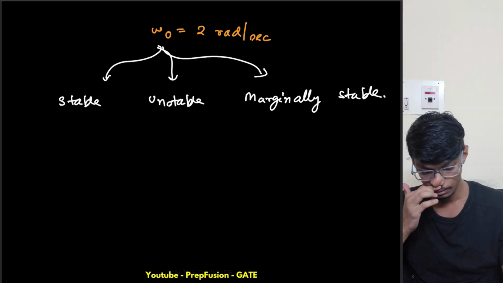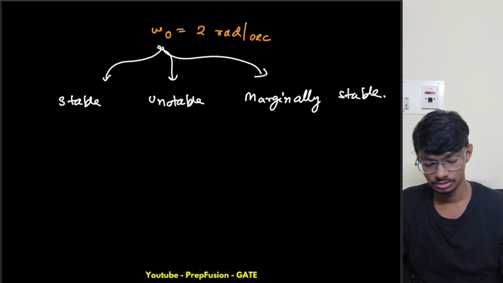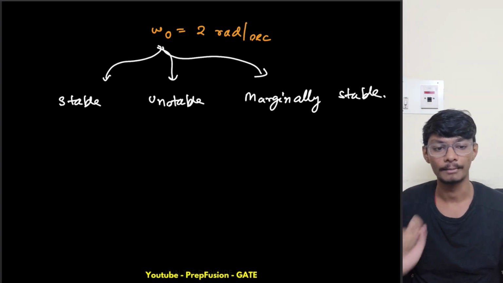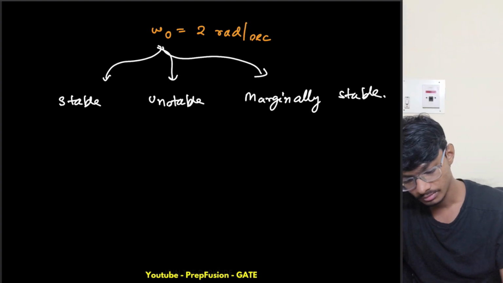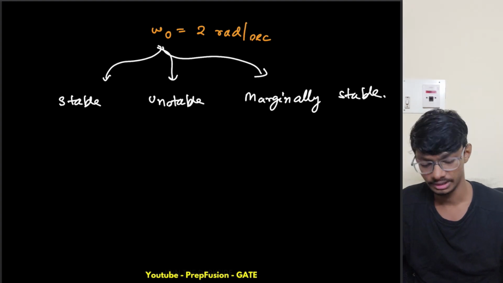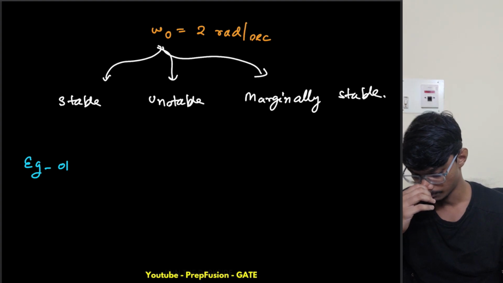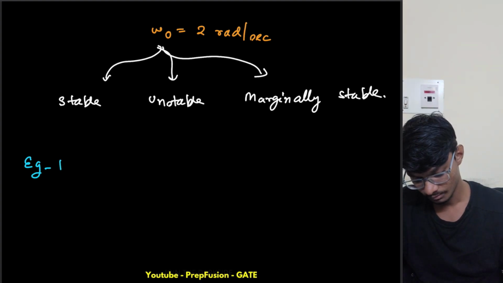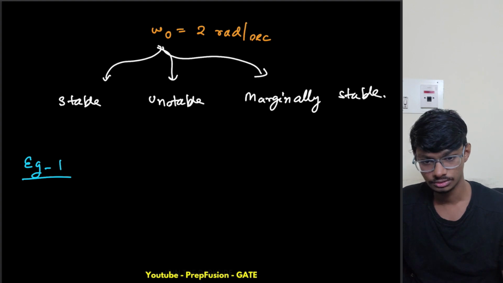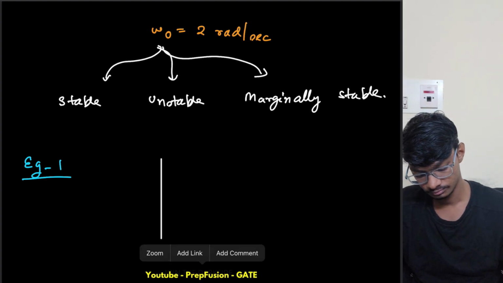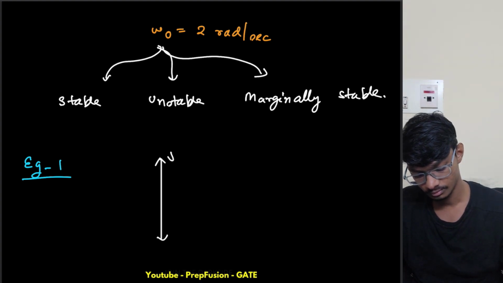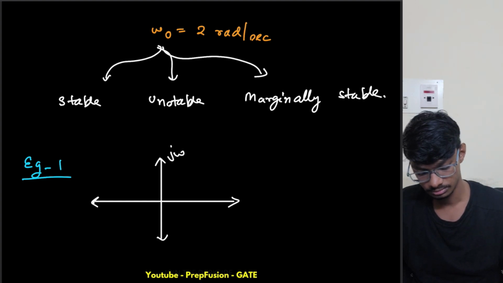Marginally stable. Okay, so there are three cases. So first I will solve for the marginally stable case, right? Let's say I told you, if poles lie on the j omega axis, then the system will be marginally stable. Okay, so we have these poles, right, on sigma. Now they are lying on the j omega axis.